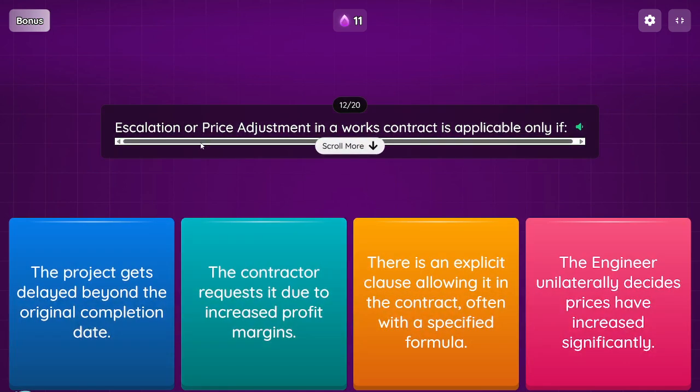Question: escalation or price adjustment in a works contract is applicable only if. Option 1, the project gets delayed beyond the original completion date. Option 2, the contractor requests it due to increased profit margins. Option 3, there is an explicit clause allowing it in the contract, often with a specified formula. Option 4, the engineer unilaterally decides prices have increased significantly.